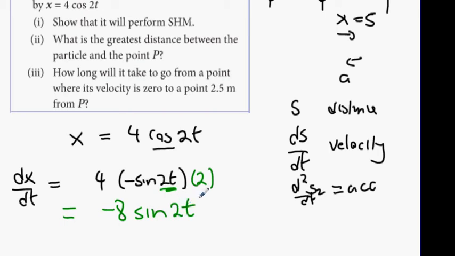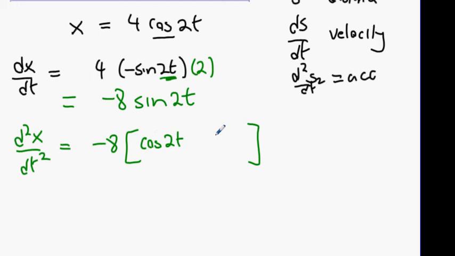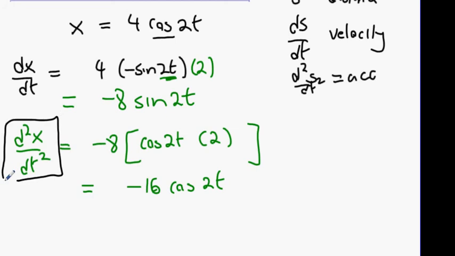Differentiate again. d2x dt squared. Your acceleration. Minus 8 is a constant, stays where it is. What does sine 2t change into? Cos 2t and then multiply by 2 equals minus 16 cos 2t. Now, this here, second derivative is your acceleration. a equals minus 16 cos 2t.